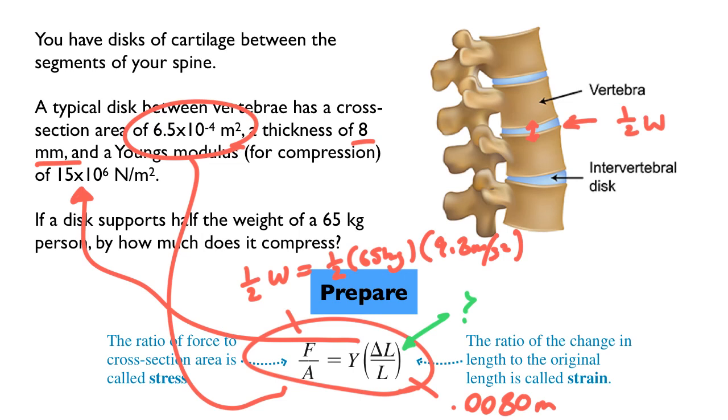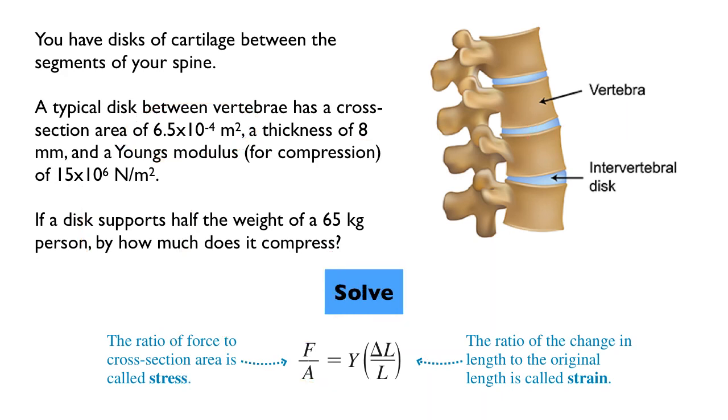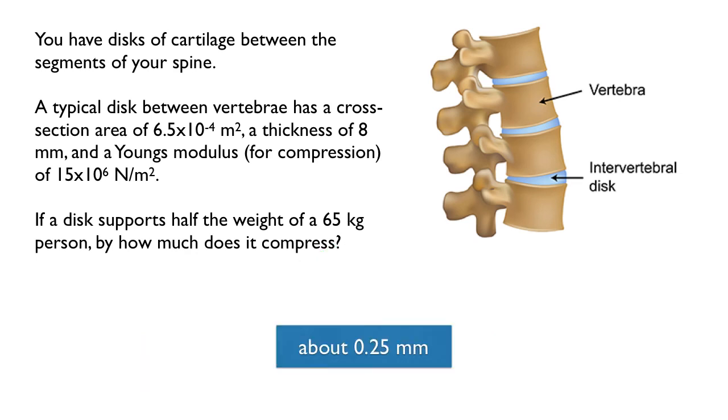And basically the preparation just comes in recognizing what all the terms in the relationship are and finding the relevant numbers that we're going to use for them. So we're ready to solve. And solving is basically just taking all of those numbers and putting them in the equation. If I do that, I get a delta L of about 0.25 millimeters, so 1/4 of a millimeter. That's a really, really tiny stretch. That's about a 1/100th of an inch.